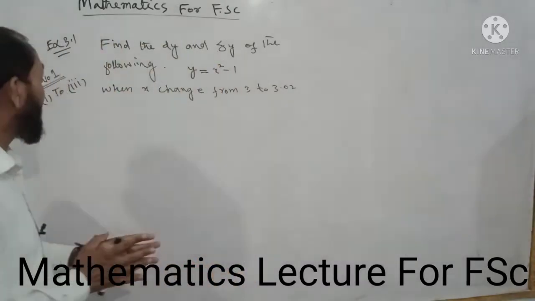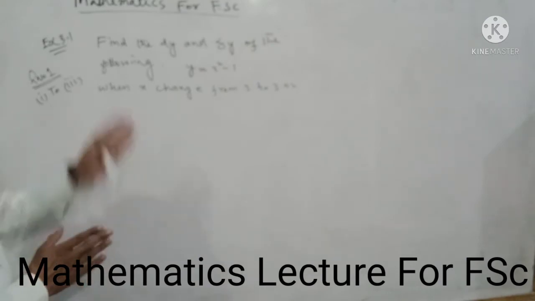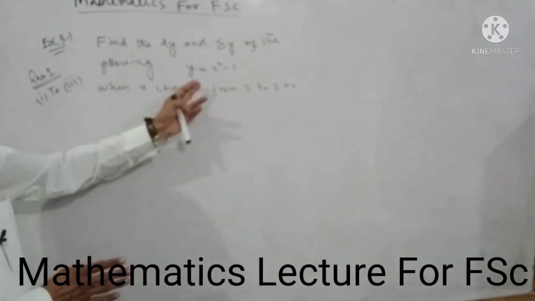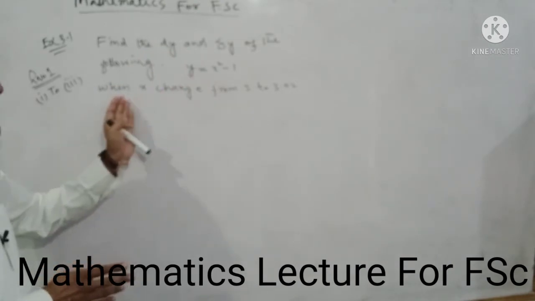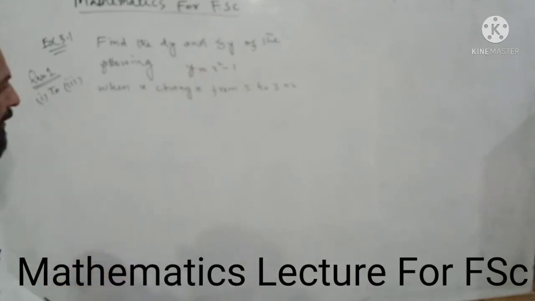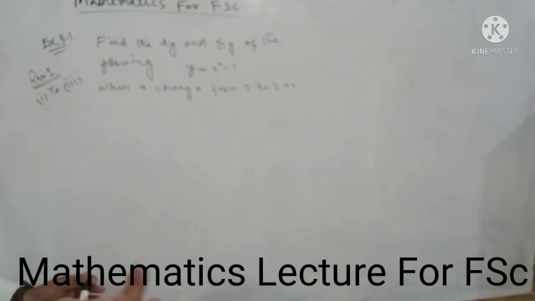Now we start the first exercise, which is 3.1, and question number 1. The statement of question number 1: find dy and del y of the following function. In each case y is equal to x square minus 1, where x is changed from 3 to 3.02. Here question number 1 has three parts.